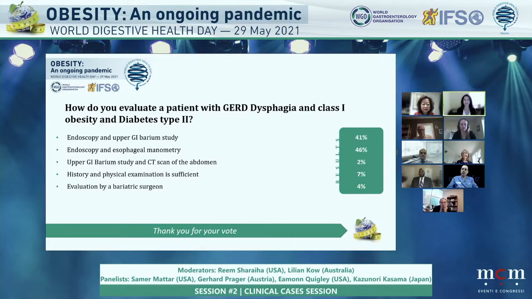Okay, and we have the results. Would you care to comment a little bit on the results before we start the case presentation? Sure. I'm very pleased to see that evaluation by a bariatric surgeon is not the first thing for this patient, or that history and physical is sufficient, or getting a CAT scan. I think the audience is right on the money. And both options have an endoscopy, which is reasonable. Getting a barium study first or proceeding right away to manometry will depend on the symptoms and dysphagia, and both of them are appropriate answers. So I think the audience is on the money.